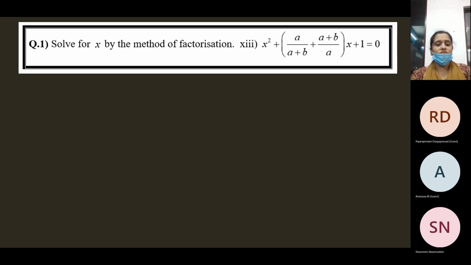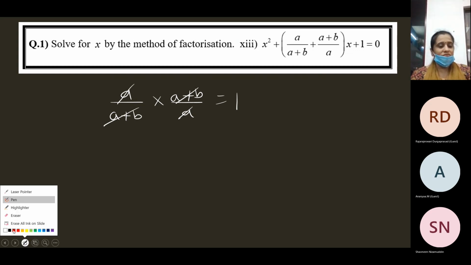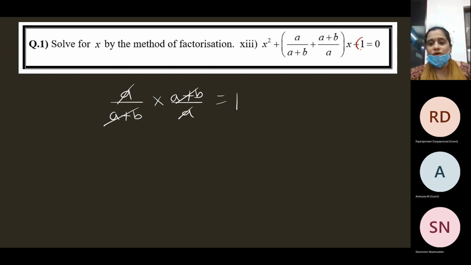So what is a by a plus b into a plus b by a? What is it? It's 1. Correct? So you need to replace that 1 with this. And then group the first two terms and the last two terms. That's all. Replace one with, you can see it here.